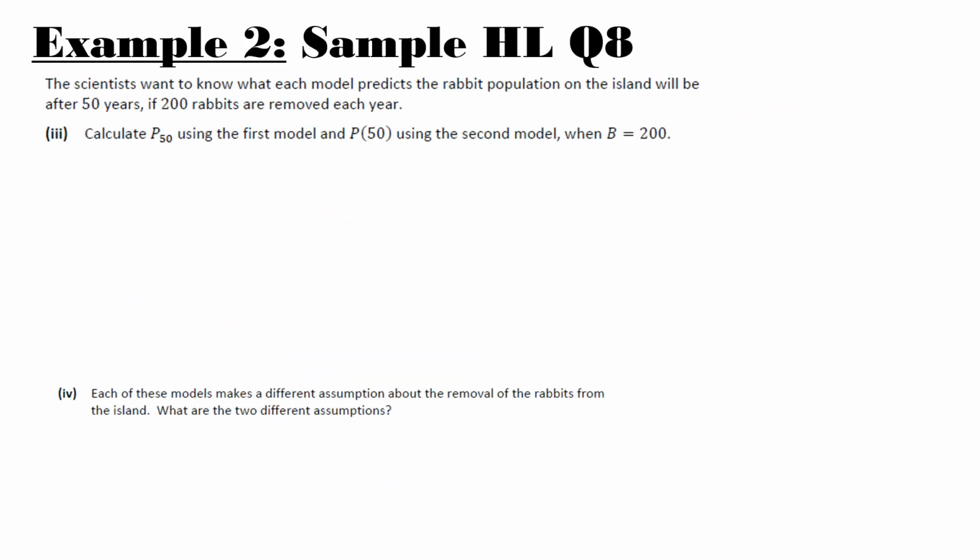So then part 3 asks us to work with both models. So we have the difference equation model that we started with and the differential equation model. So the scientists want to know what each model predicts the rabbit population on the island will be after 50 years if 200 rabbits are removed each year. So calculate P50 from the first model, so that's our difference equation model, and P of 50 using the second model when B equals 200.